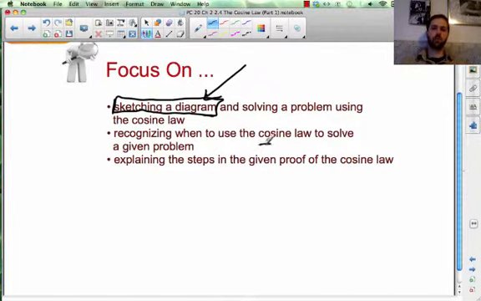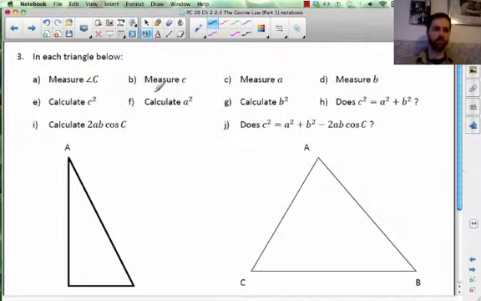Recognizing when to use the cosine law, this will be a simple rule, and then explaining the steps in the given proof. We'll go through a quick proof of the cosine law.